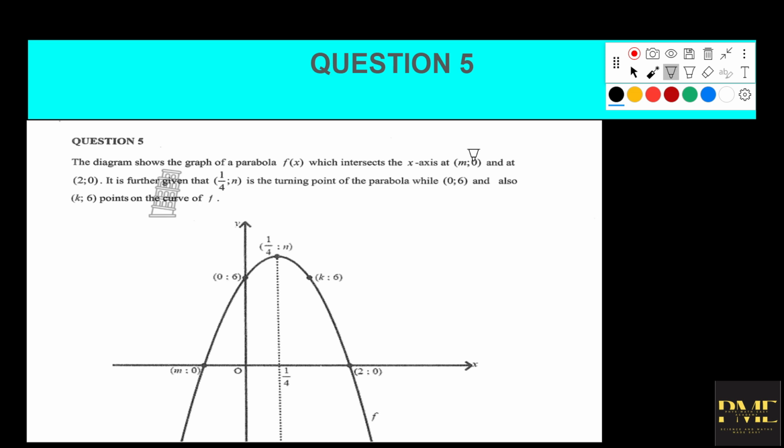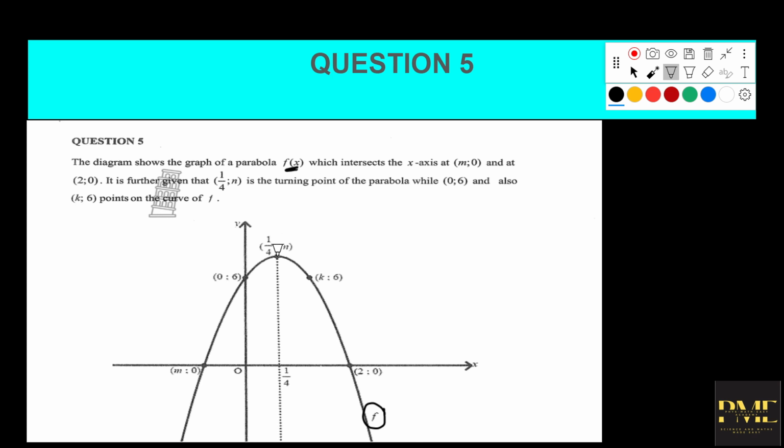The diagram shows the graph of a parabola f at x, right? So we can see here it's labeled nicely f at x, and then nalapho it's labeled ukuthi-ke igraph to f, which intersects the x-axis at m, okay? Then our coordinates yanikezwa ukuthi m is to 0 and at 2 is to 0 at that point, okay? It is further given that 1 over 4 is to n is the turning point of the parabola.